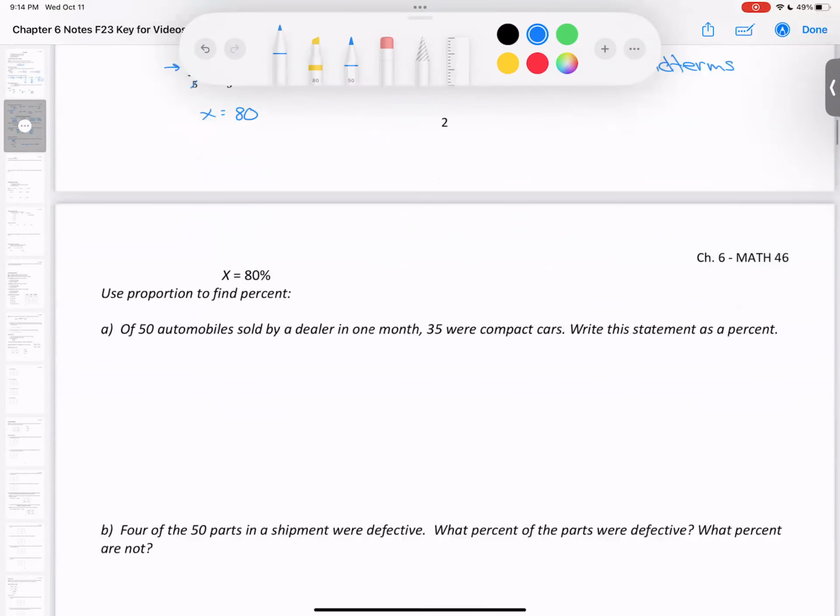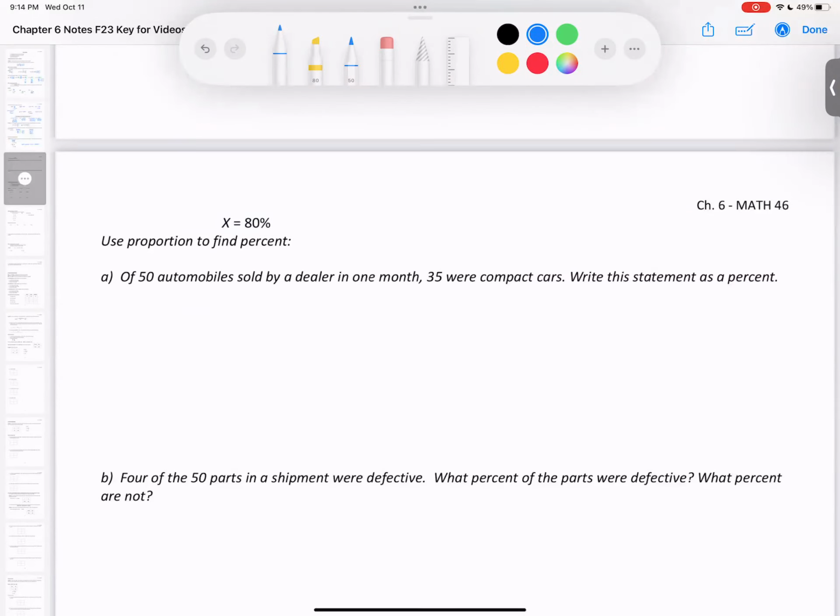Okay, so let's try another one. Of 50 automobiles that are sold by a dealer in 1 month, 35 are compact cars. So our total is 50, and 35 is the amount that are compact. We have 35 out of a total of 50, and we want to know the percent. So we're looking for some percentage X, which is out of 100.